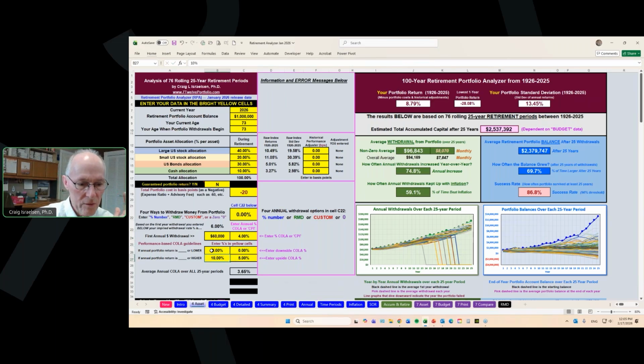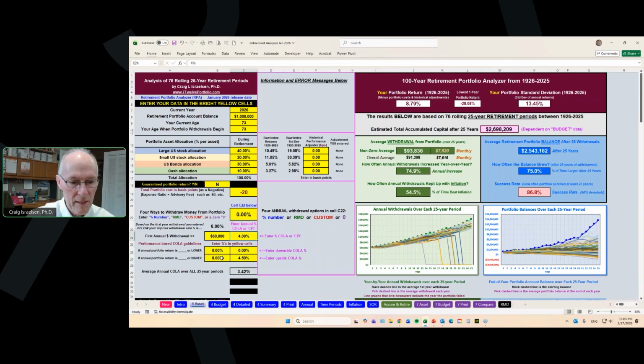If my portfolio return is 10% or higher, let's put it 8% or higher, I have a COLA of, say, 4.5%. And maybe I change my default COLA to 3. So my COLA is going to be 3 unless my portfolio return in any given year is below 0, in which case it'll be no COLA. On the other hand, if my portfolio return is 8% or higher, I have a 4.5% COLA.